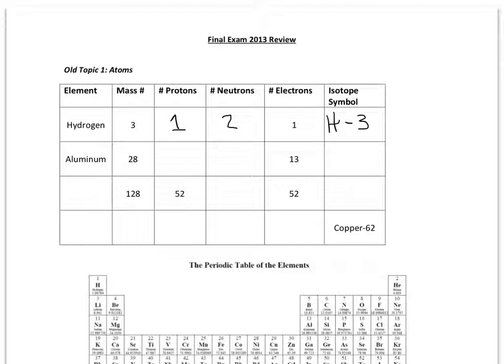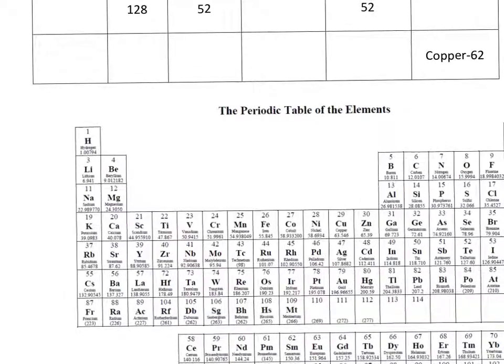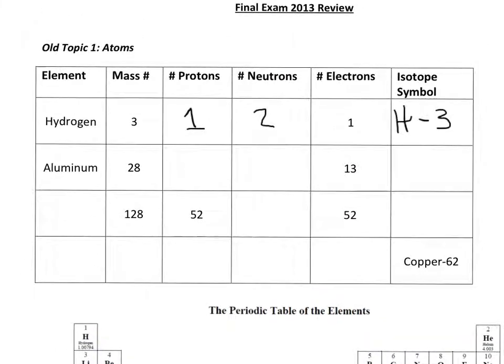Alright, and aluminum with a mass of 28. For the protons for aluminum, we can scroll down and see aluminum, which is right over here. Notice how this mass number on our periodic table doesn't match the number up there. Remember, that's an isotope. So it has an atomic number of 13, which means it's going to have 13 protons. If it has a mass of 28, that means there are going to be 15 neutrons. And the symbol for this guy would be aluminum-28.